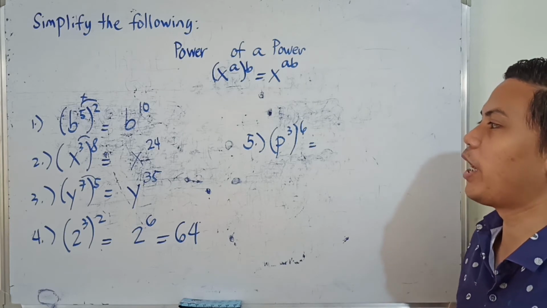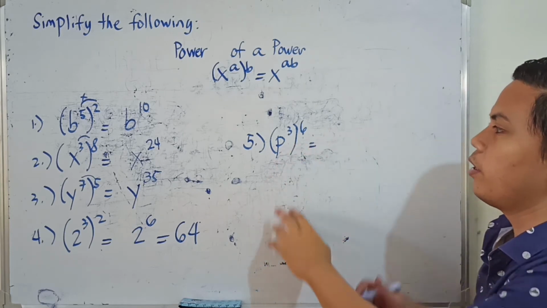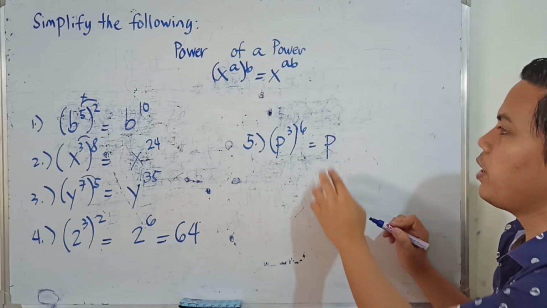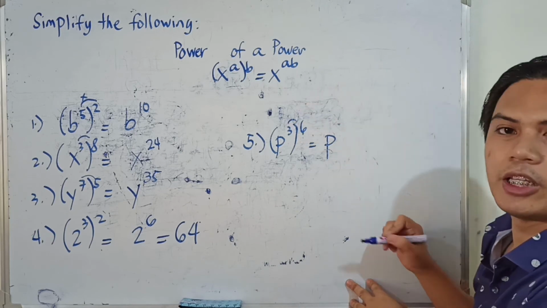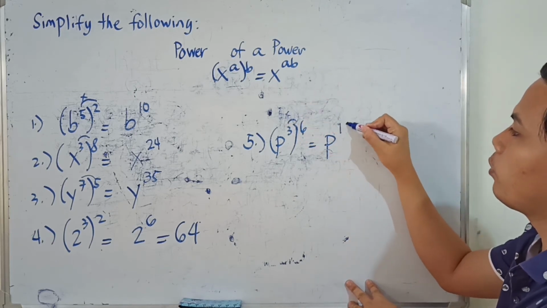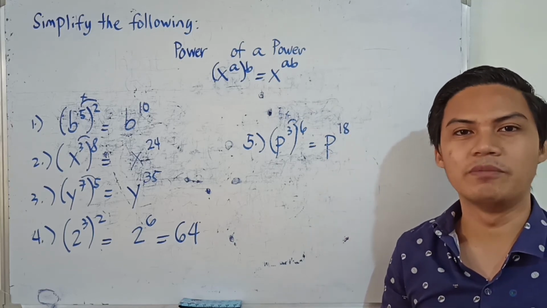And last example, we have p cubed raised to 6. So again, same na sa ginawa natin kanina. Copy natin yung same base, then multiply natin yung exponents. So 3 times 6 is equal to 18. Then the final answer is p raised to 18.